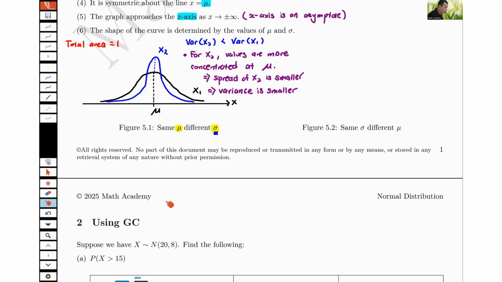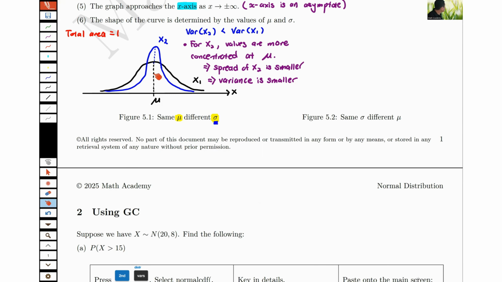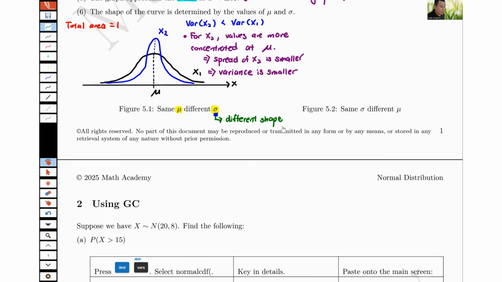So in short, you can think of it as the higher your peak, the smaller the variance, because you have your values all in the middle. You should think of sigma or variance as giving you a different shape. Mu just means where the center is, but sigma represents what your shape is like. Is it flatter at the ends, or what properties?